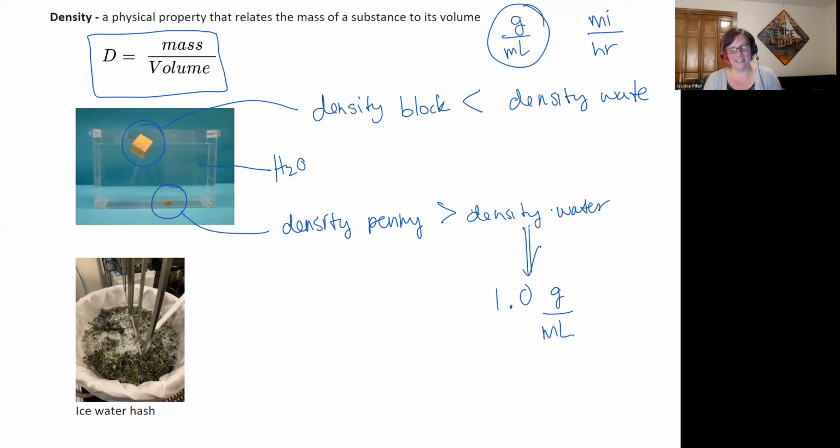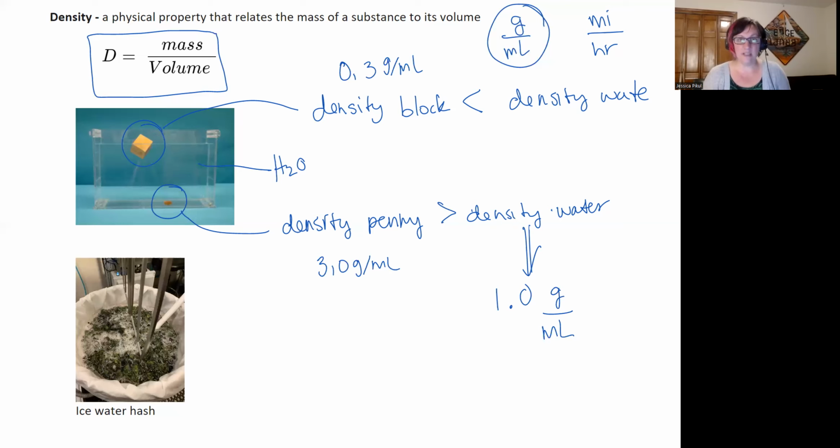I know it's really convenient, right? And so things that would float on water would have a density of less than 1. And so I would expect this block to maybe be 0.3 grams per milliliter. And the penny would have to be larger than 1.0. So we can maybe expect it to be something like, I don't know, 3.0 grams per milliliter, something like that.